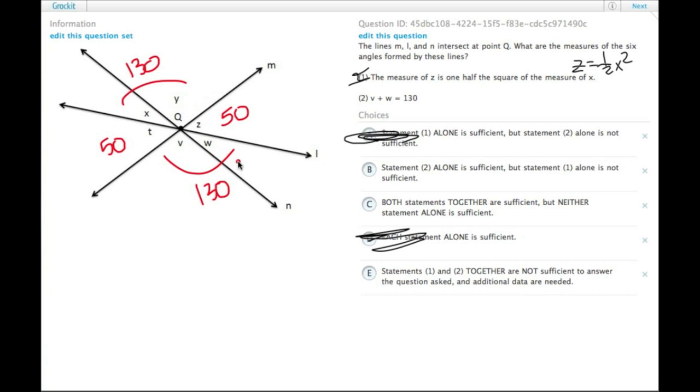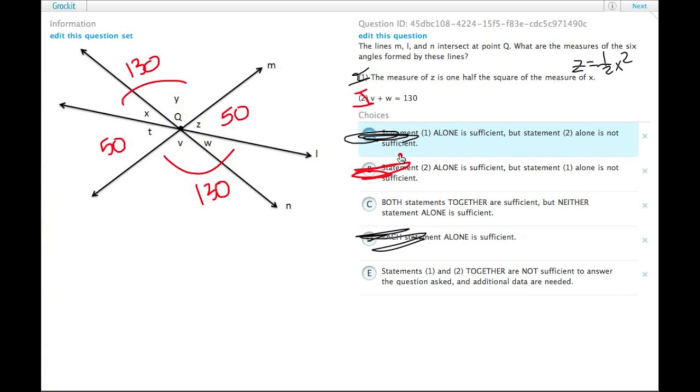So it could be 1 and 129, or 60 and 70, or whatever. So we don't have any specific numbers, so that's not going to be sufficient on its own. So we get rid of B.